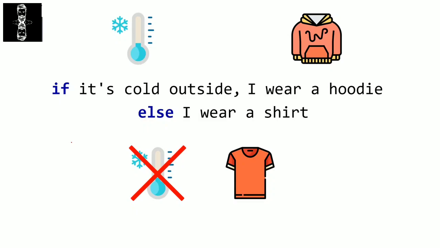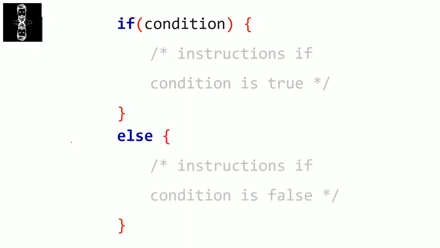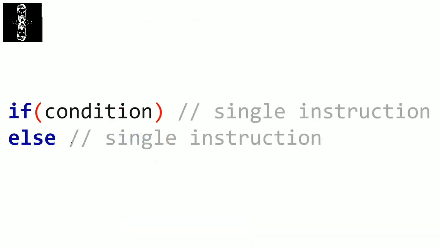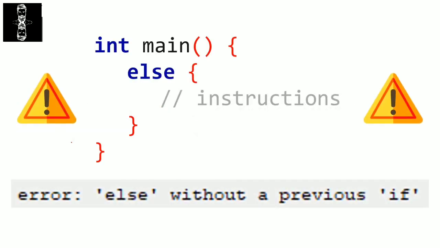Now we will implement the else statement in C. We just have to write else, and then the instructions between curly brackets, and same as for if statement, if we have only one instruction, we can avoid using curly brackets if we want. But note that we can't use else statement without having an if statement just before, otherwise we would get an error.